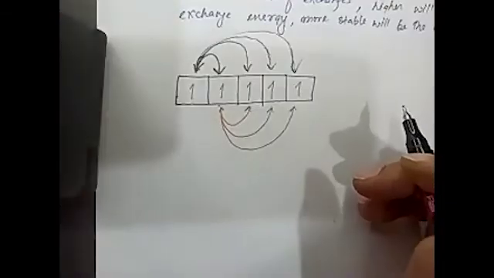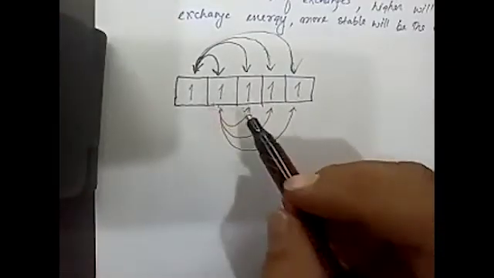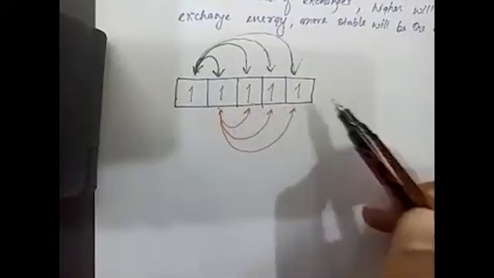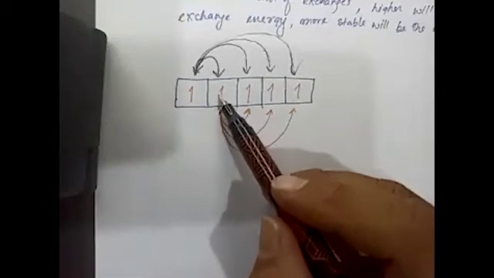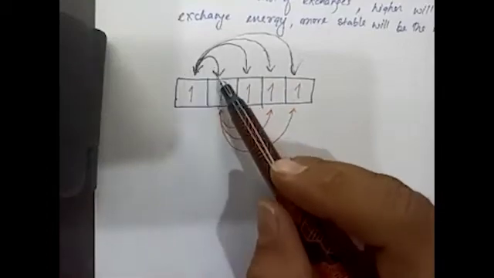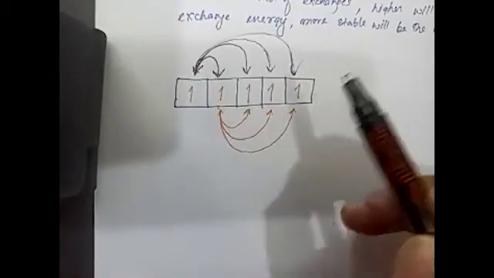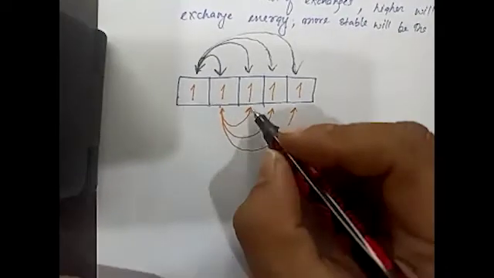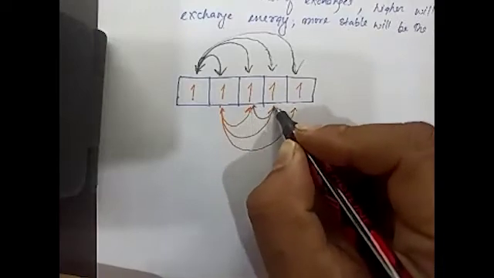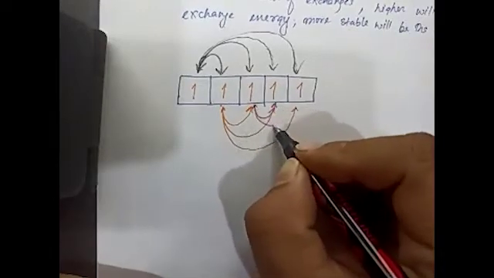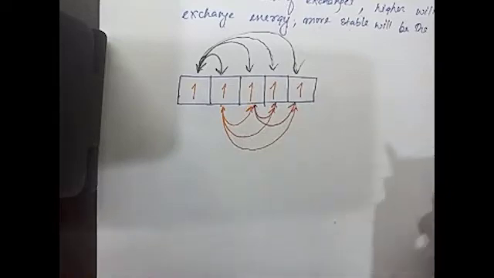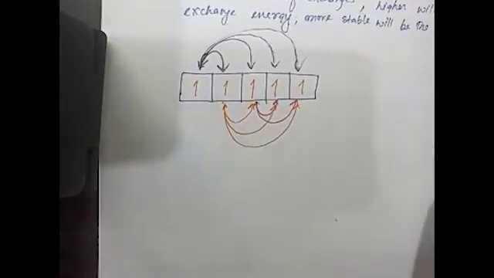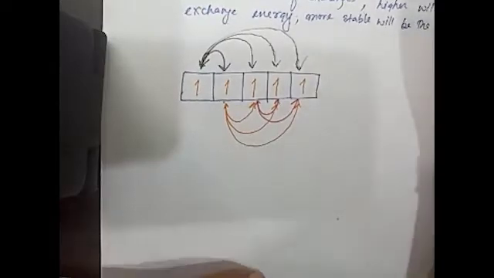Okay, so what did we see? The second electron has exchanged its position with the other electrons. It has also exchanged with the first electron. It is shown by this particular curve. Similarly, the third electron can exchange with its next electron, and then the next. So the total number of exchanges is directly proportional to the exchange energy.